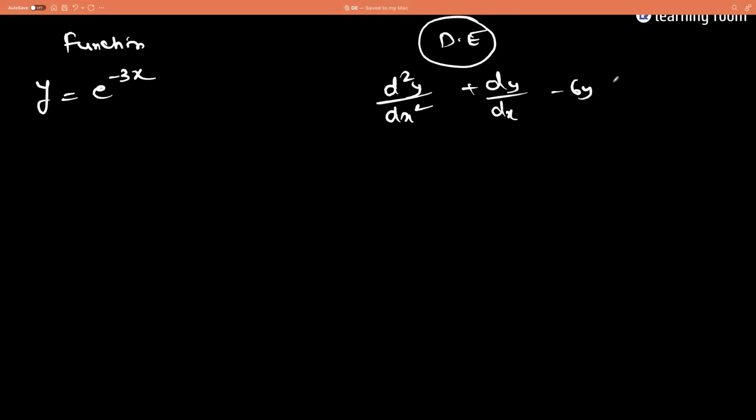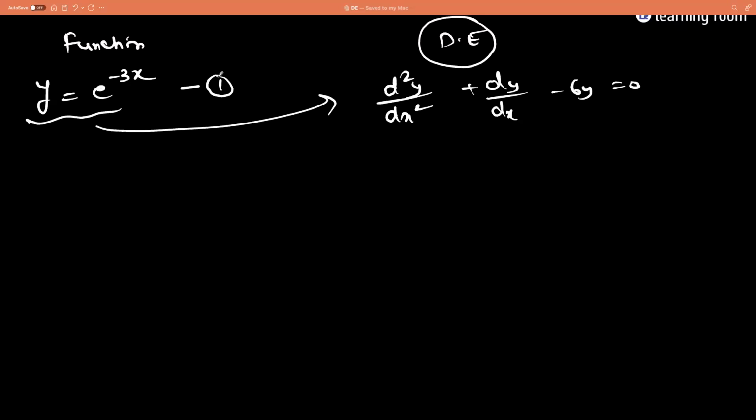Verify whether the function, listen to this, verify whether the function y is equal to e power minus 3x is a solution of the differential equation d square y by dx square plus dy by dx minus 6y is equal to 0. Means I need to verify whether this function will satisfy this differential equation. How do I do that?